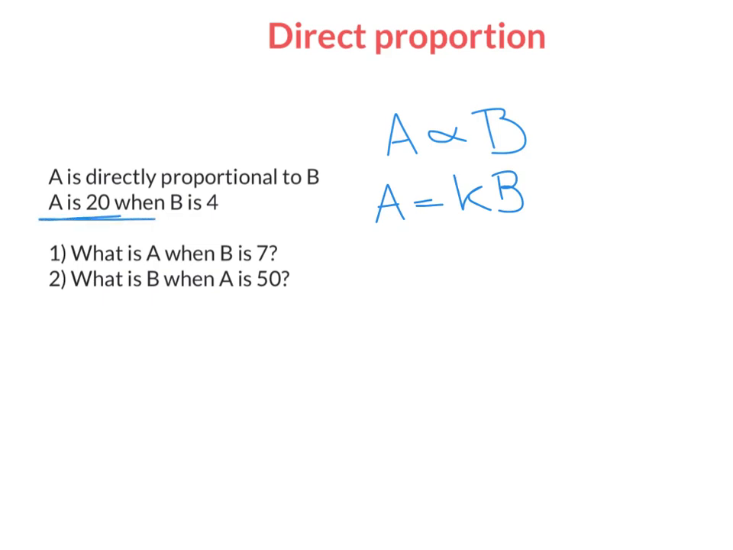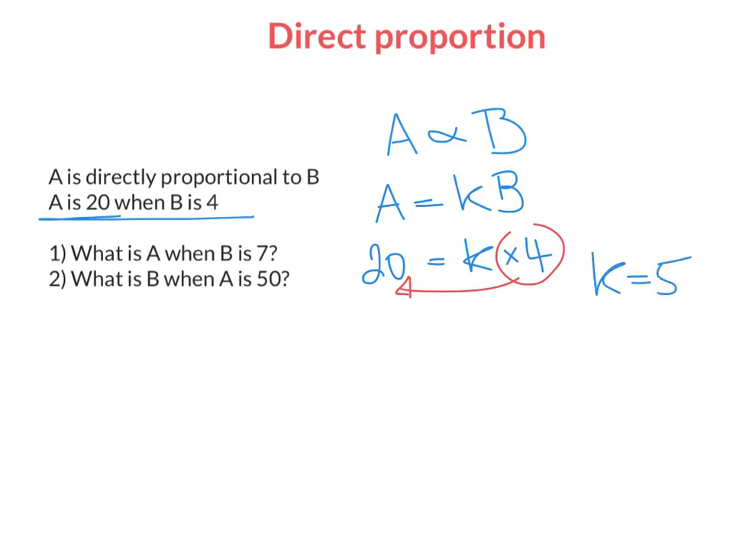So I know that A is 20 when B is 4. So I can say 20 equals K times 4. Okay? Now all I have to do is swap side, swap sign. So times 4 becomes divided by 4, which means that K must equal 5. So I can now say, instead of saying A equals KB, I can say A equals 5B.